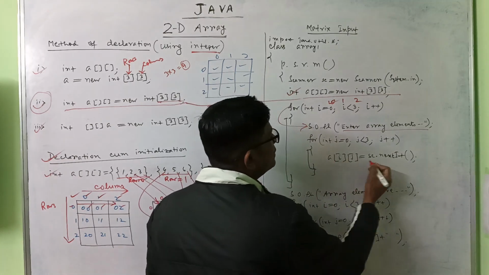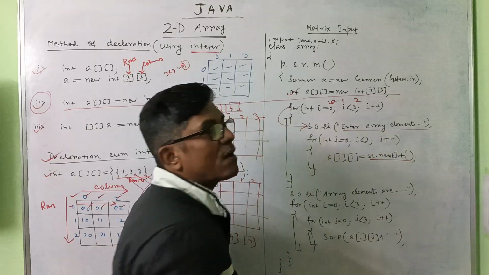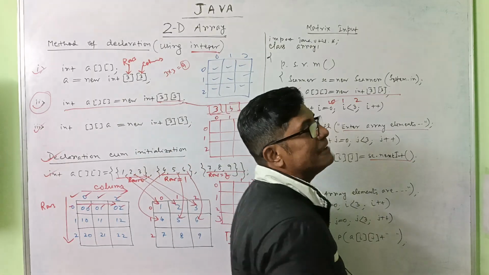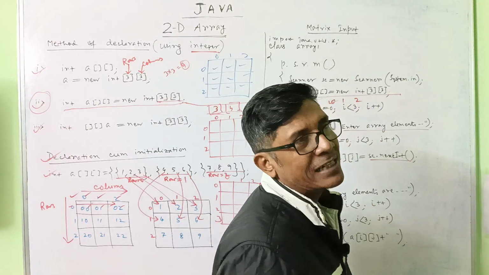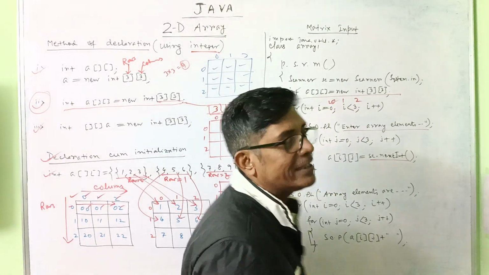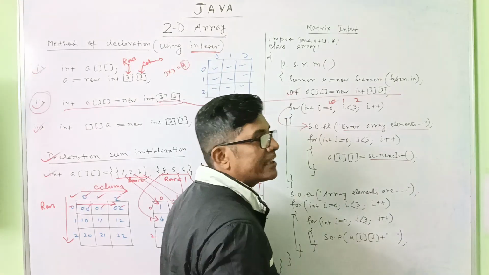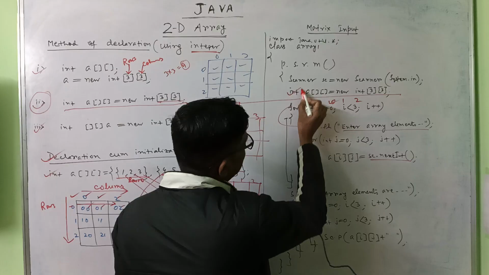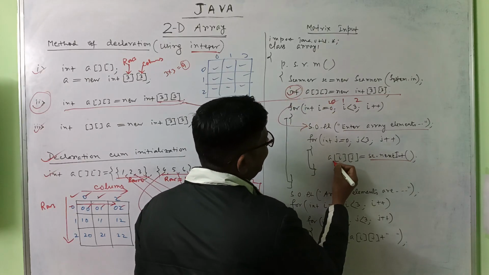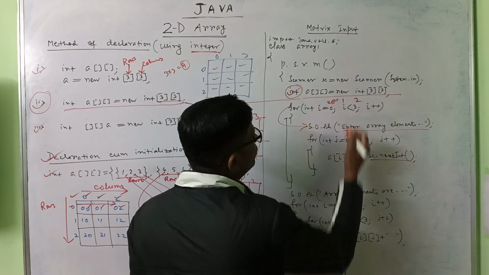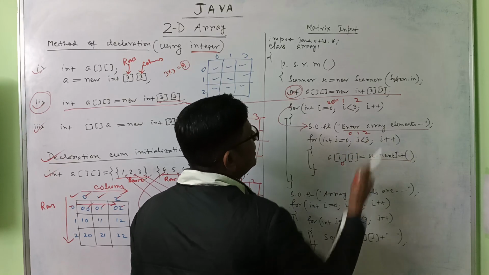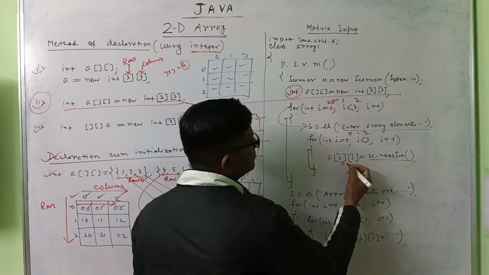This is the way you take the value from the user using nextInt. If you take the character data type, you have to write how to accept a character from the user. If you take the long data type, you have to write nextLong. So you see the data type is integer. So i equal to 0, and j equal to 0, 1, 2. Less than 3 means it will work up to 2.